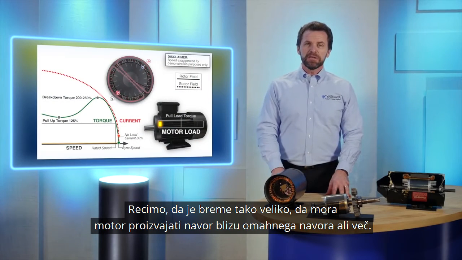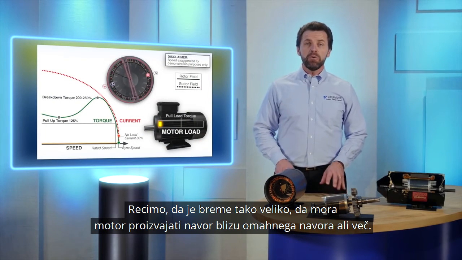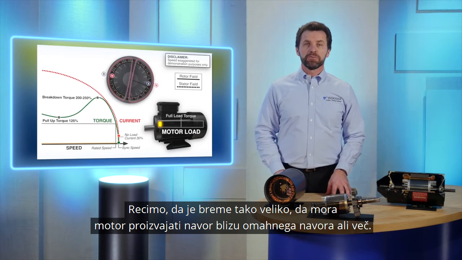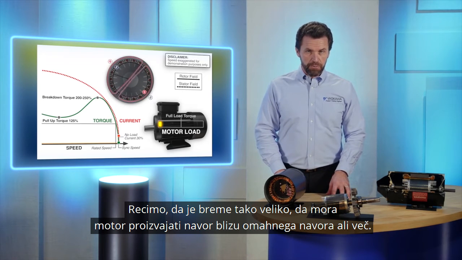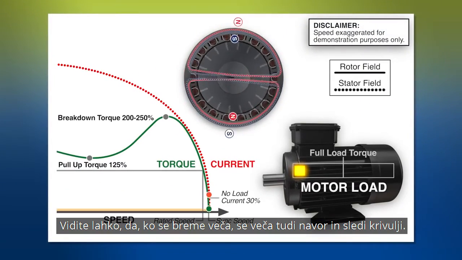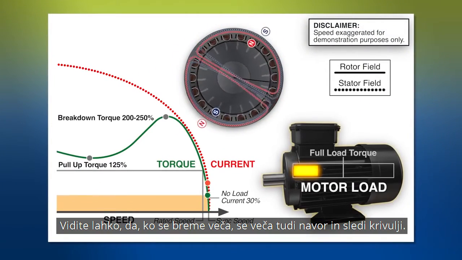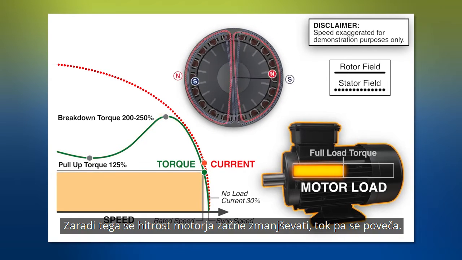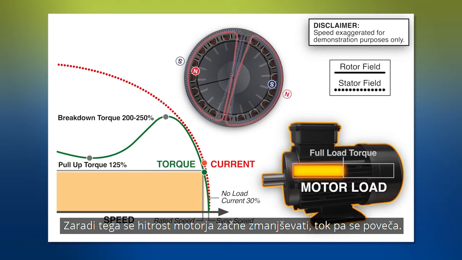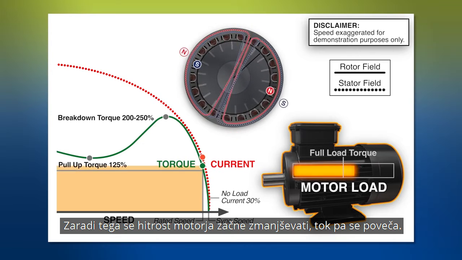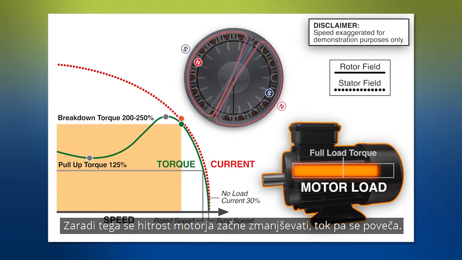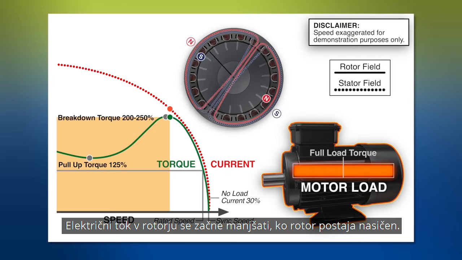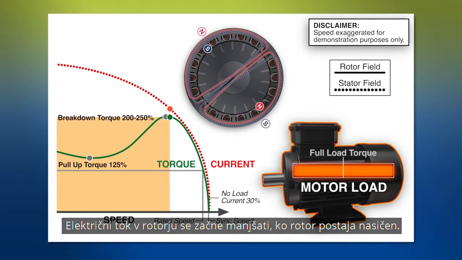Okay, let's look at another example. Let's say the machine load gets very large, so large that it causes the motor to produce torque near the motor's breakdown torque rating, and then beyond it. You can see as the load increases, the amount of torque increases and follows this curve. Because of this, the speed of the motor begins to decrease and the amount of current flowing to the motor increases.